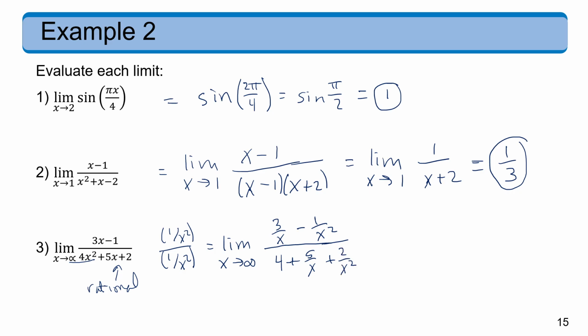Now any term that is a constant over x to some power, I'm going to circle all those. Think about what happens to those terms as x goes to infinity, right? Those fractions would go towards 0. So if we go ahead now and we take the limit, everything in the numerator went to 0, right? 0 minus 0 is 0. And in the denominator we have 4 plus 0 for the limit. So we end up with 0 over 4, which is 0. So that is the limit on this one.